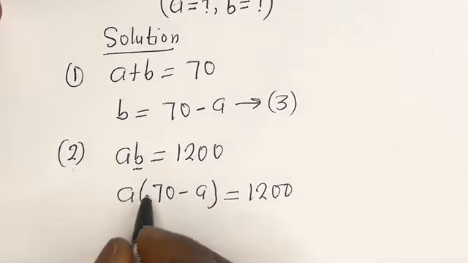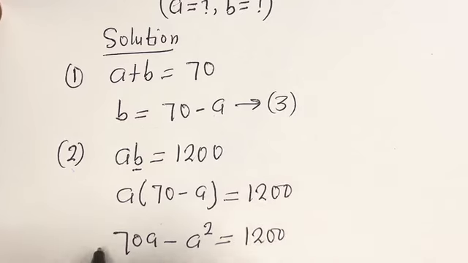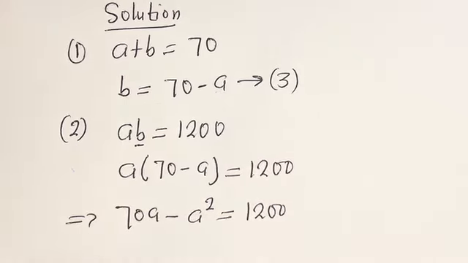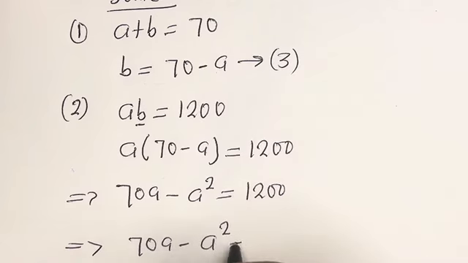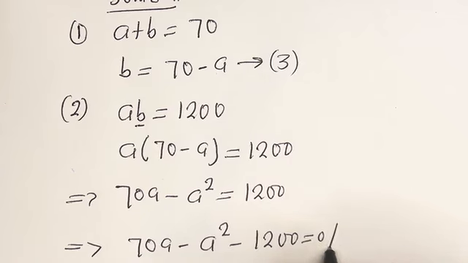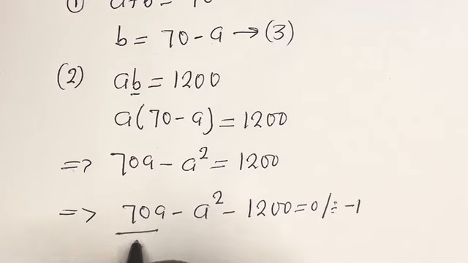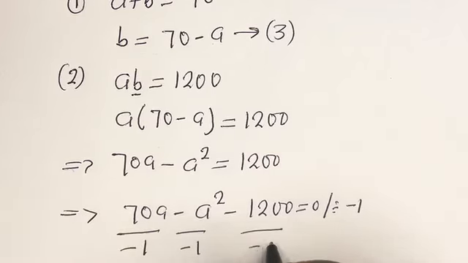Let's open the bracket. A multiplied by 70, 70A, minus A multiplied by A, A square, is equal to 1,200. And this is 70A minus A square minus 1,200 is equal to 0. Let us divide all through by minus 1. This divided by minus 1, this divided by minus 1, and this divided by minus 1.